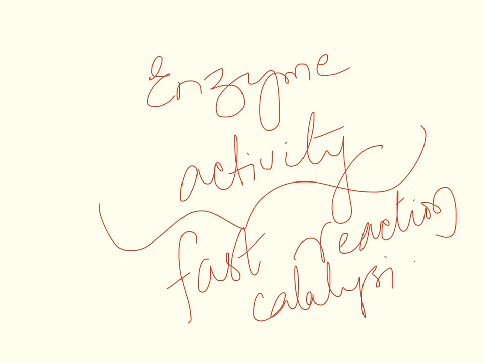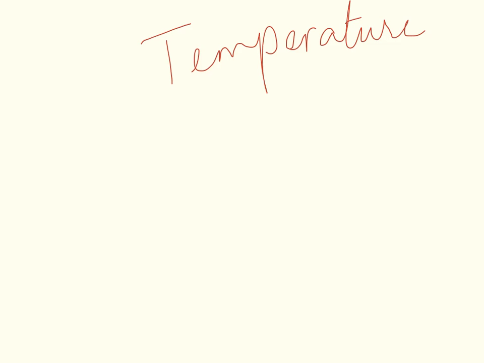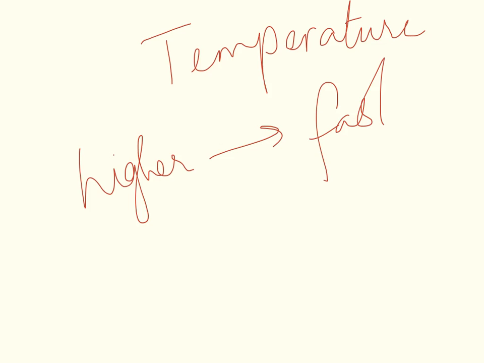Okay, now what does this enzyme activity depend on? What are the factors that influence the enzyme activity? The first one is temperature. Okay, higher the temperature, faster reactions. Why? Because as the temperature increases, the reacting molecules move faster and they cause more collisions with enzymes, and so the reaction goes faster.